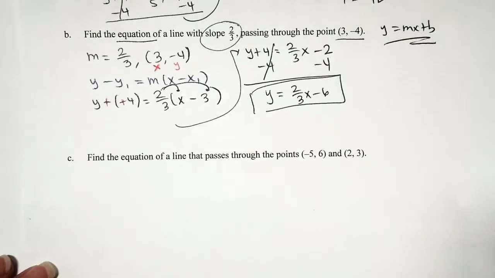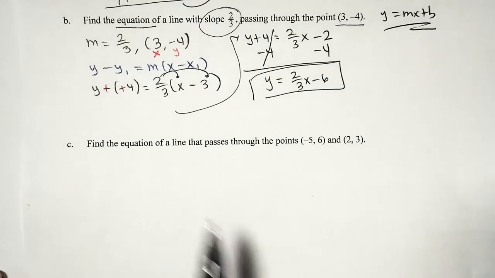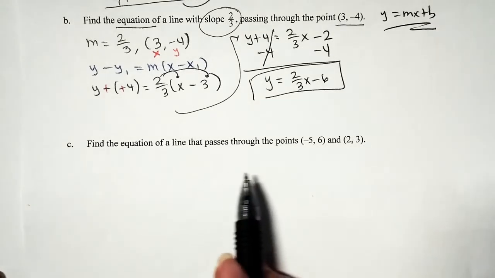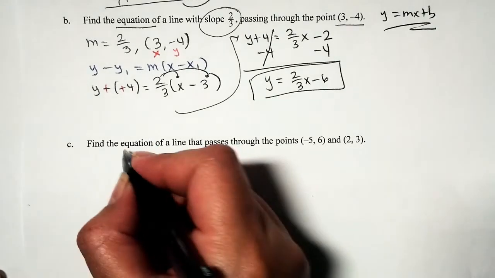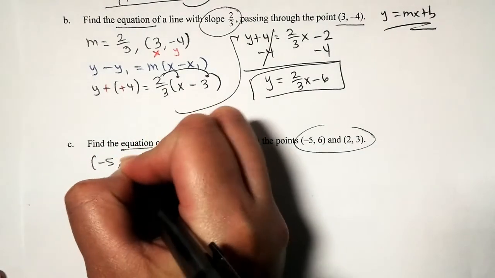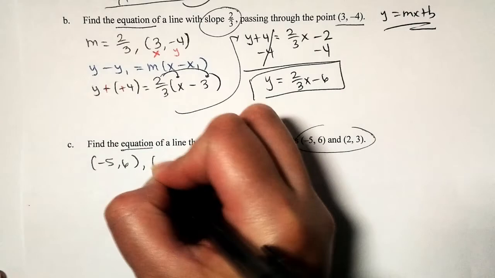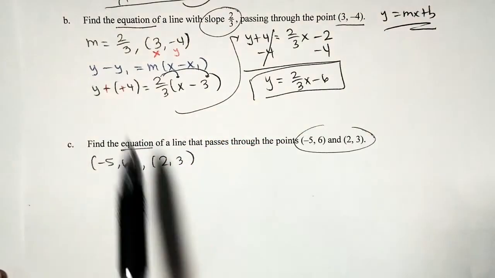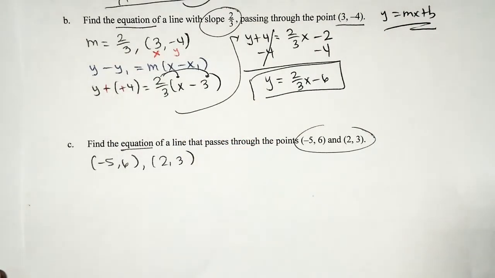Cool. For the grand finale, okay, we want to find the equation of the line that passes through these points. Okay, so let me just put the points -5, 6 and 2, 3, because all those other words get in my way. I just like to write down the facts. Find the equation of the line that passes through the points.